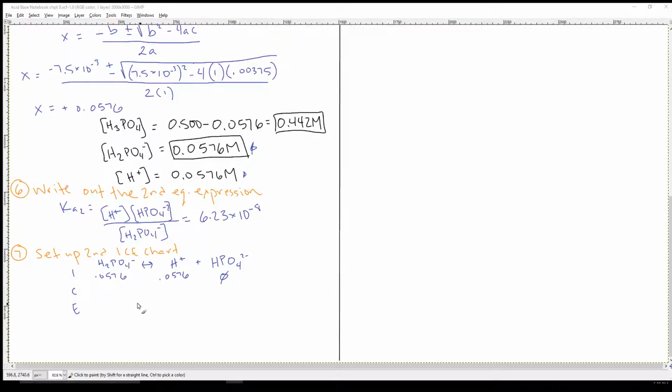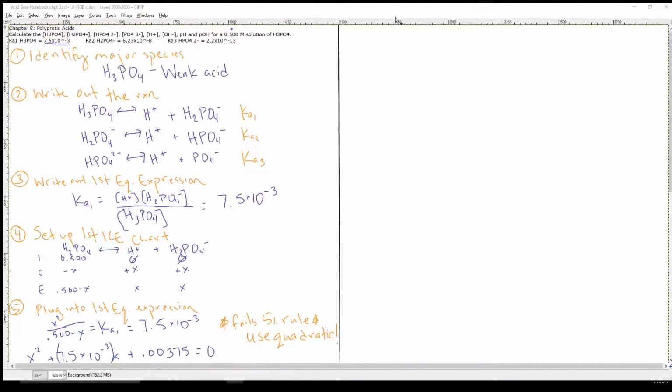So again, I don't know any equilibrium numbers, so I'll assume x, and I'll end up with 0.0576 minus x, 0.0576 plus x, and x. Great. Okay, I'll see if I can get this down here. No, it's just not going to fit. So I'm moving back up. Take a good look at what's on here. Write it down if you need to.